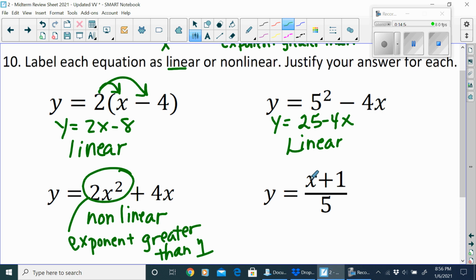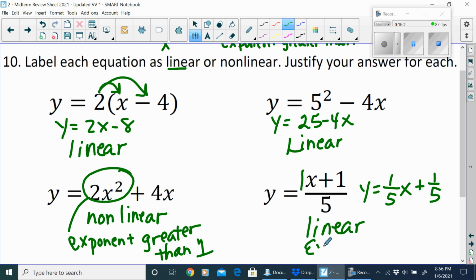This one here is also linear, but you're like, wait, there's a fraction. In algebra, if it has a common denominator, you put it over the common denominator. I'm going to break this up. There's a 1 in front of the x. Every variable, the coefficient is 1. So this is 1/5 x plus 1/5. Again, x has the exponent of 1, so it's linear.